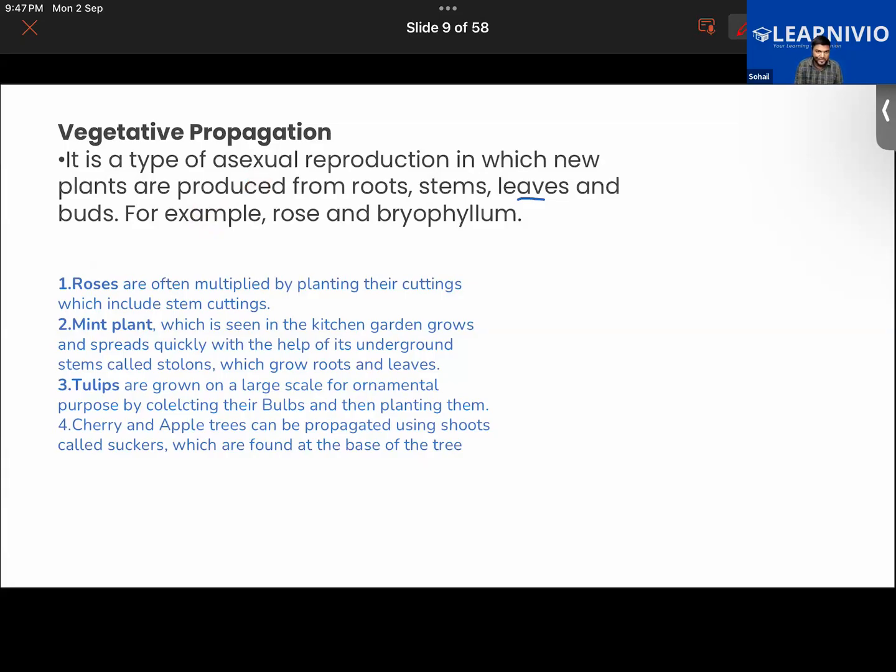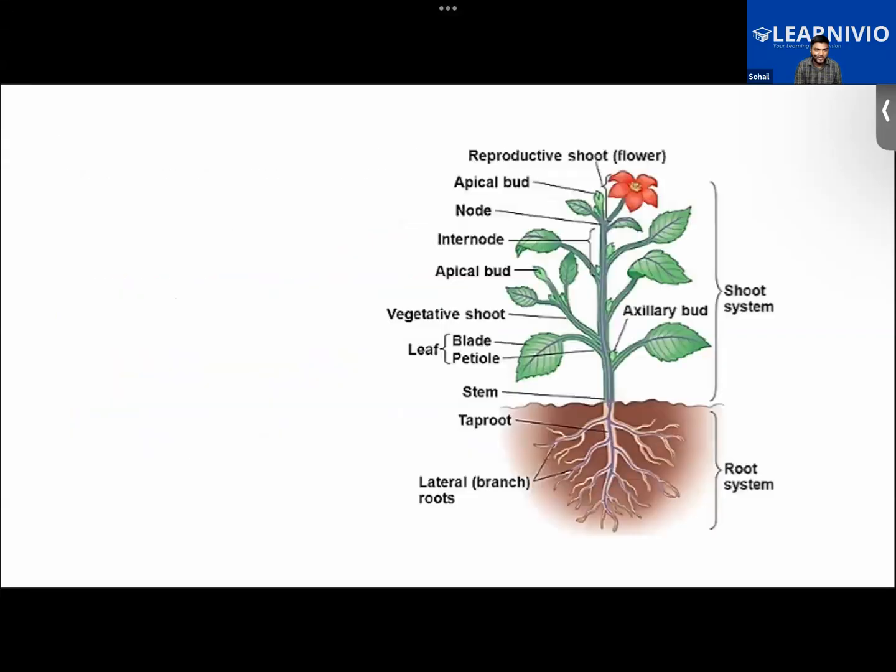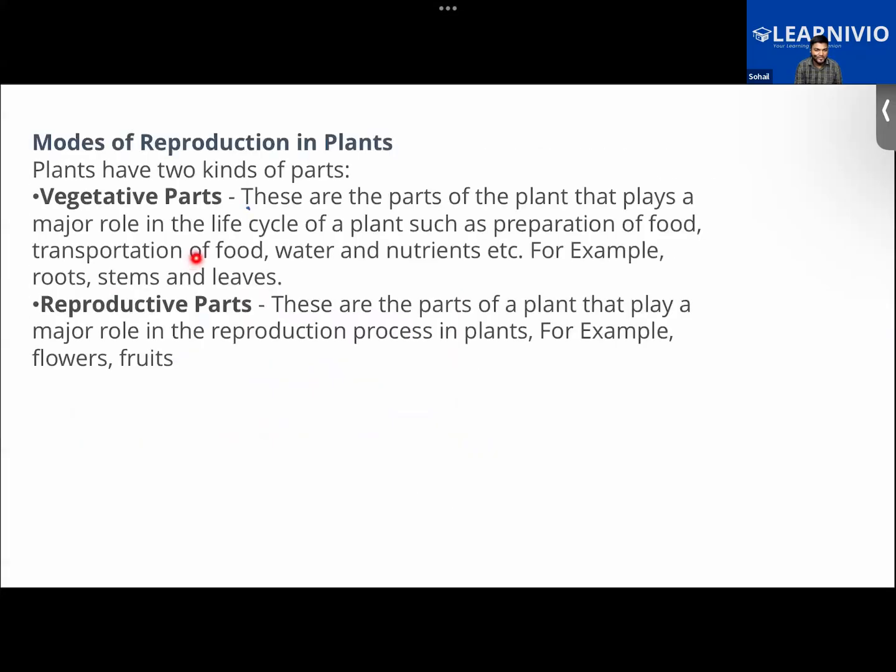Got this now, guys? New plants can be produced from the roots, from the stems, the leaves and the buds of the tree. When new plants can be grown out of these vegetative parts, that is called vegetative propagation. So these are the two kinds of parts of a plant. One of them is the vegetative part, another one is the reproductive part. I suppose it should be clear.